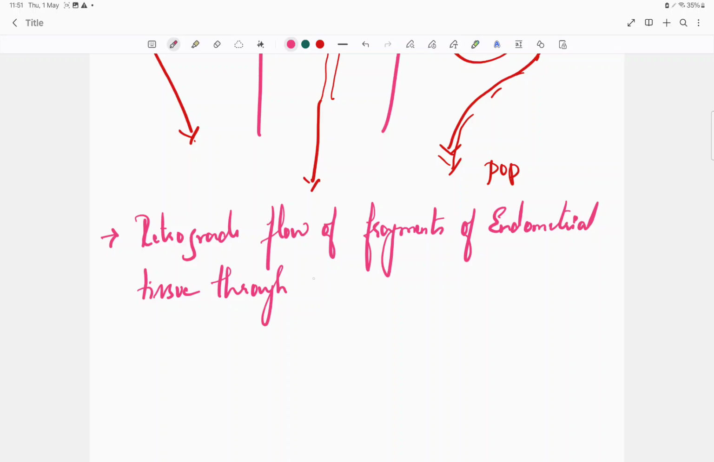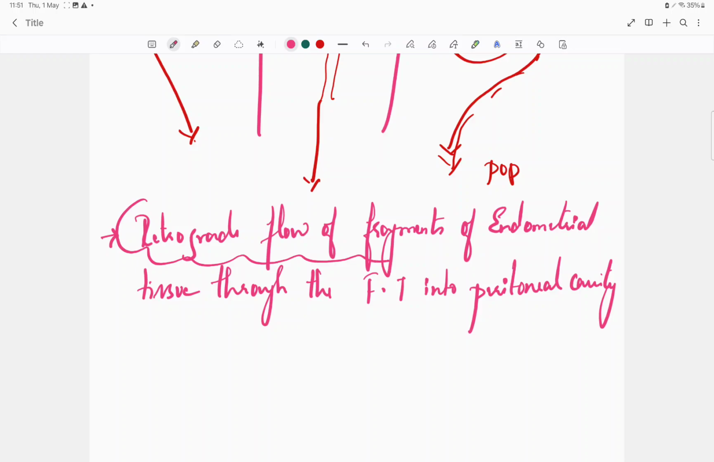Through the fallopian tube into the peritoneal cavity. Okay, so this is the important statement that you have to write during a university exam, and this is the same statement that they give during your NEET PG as well. So this is nothing but called Sampson's theory.